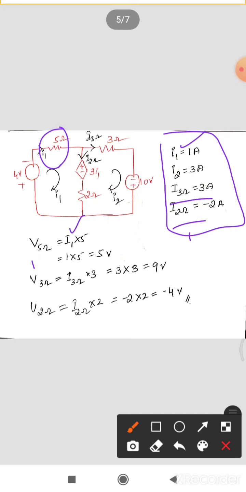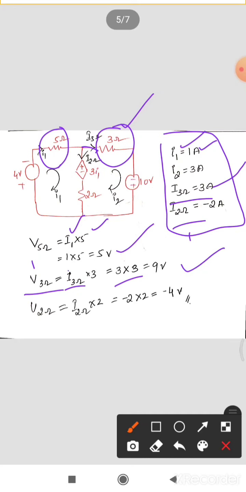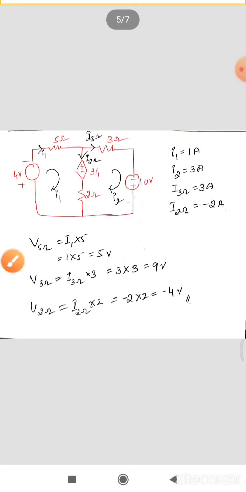Let's calculate the voltage across this 5 ohm, that is V5 ohm. Current through this I1 into 5 ohm. I1 is 1 ampere, 1 into 5 which is 5 volts. V3 ohm, that is the voltage across 3 ohm, is equal to the current flowing through this, I3 ohm, into the 3 ohm resistance. So I3 ohm is 3 ampere, substitute, you get 9 volt. So V2 ohm, the voltage across 2 ohm, is equal to I2 ohm into the 2 ohm resistance. Multiply this, you will get minus 4 volts.